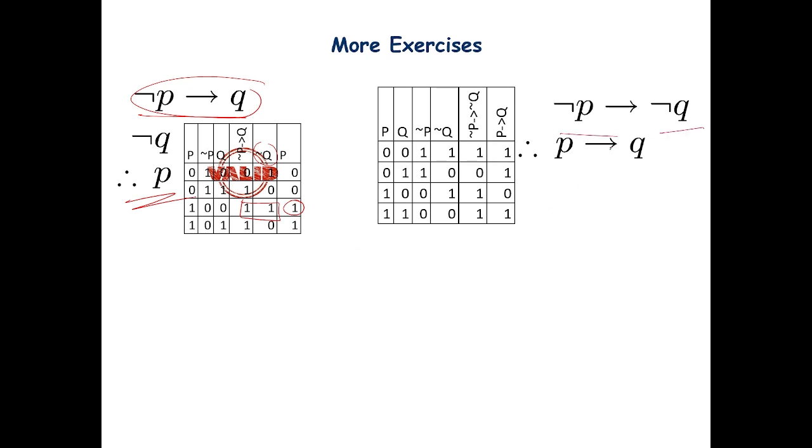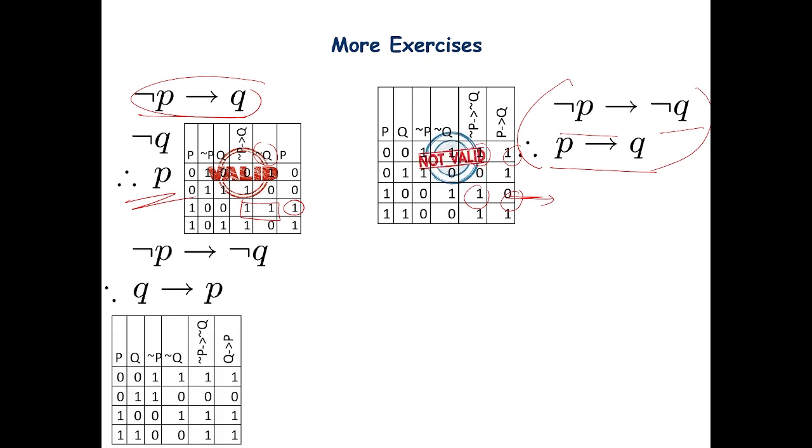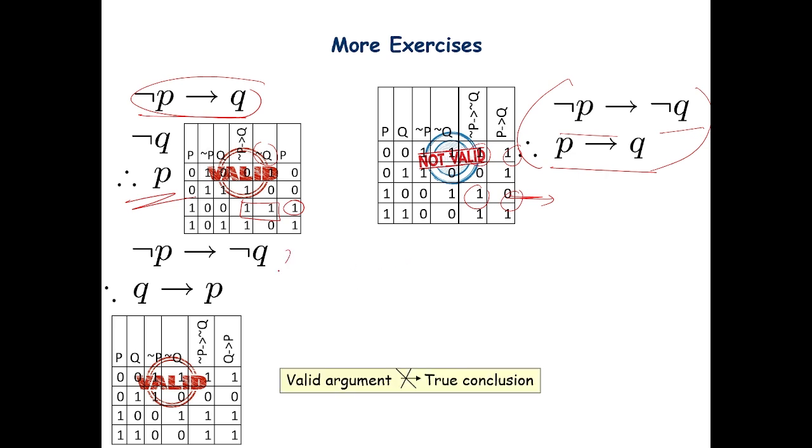Not P implies not Q. So P implies Q. I don't think this is going to be valid because these two are not logically equivalent, I think. P implies not Q, so one is 1, but look, one is 0, right? So this is not valid. This one is obviously valid. This is the contrapositive. Valid arguments do not necessarily mean a true conclusion, and a true conclusion does not mean a valid argument.